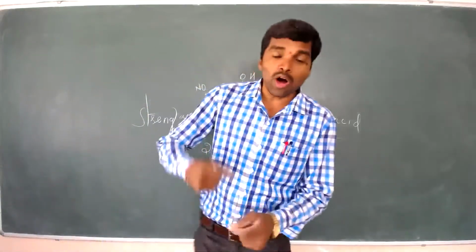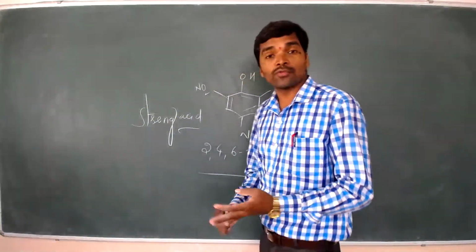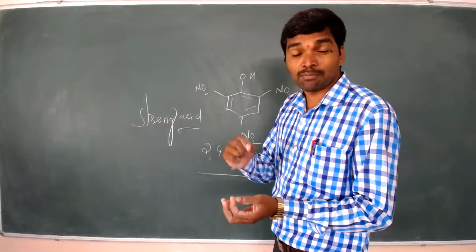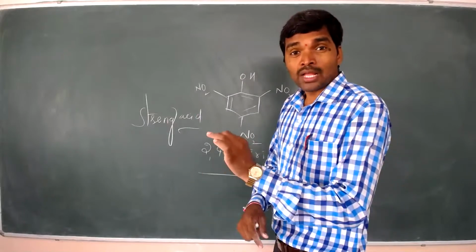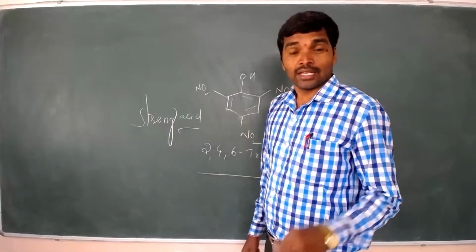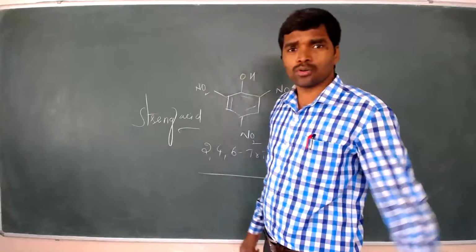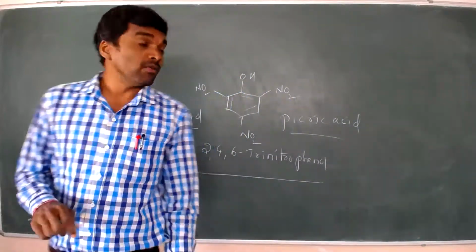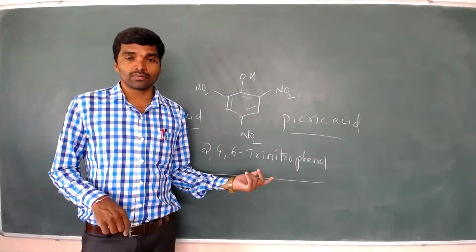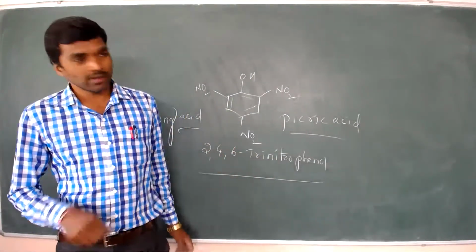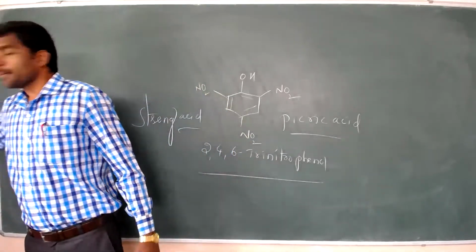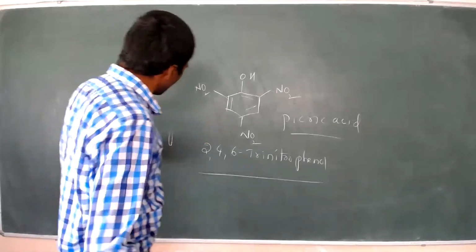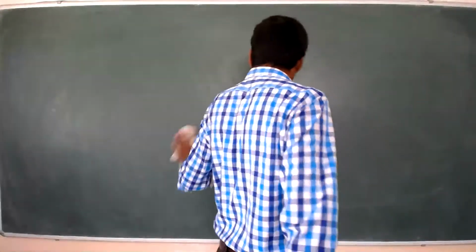Among the compounds we have been discussing: orthonitrophenol, paranitrophenol, metanitrophenol, orthocresol, metacresol, paracresol, phenol, carboxylic acid, ethanol. Compared to all these compounds, picric acid is a very powerful acid. So by taking one question, you are able to recognize the answer on acidic nature.